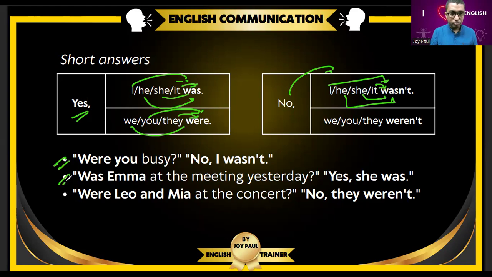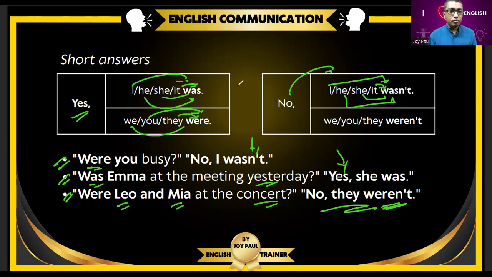First, were you busy? Were you busy yesterday? No, I wasn't. Next. Was Rahul at the meeting yesterday? You can say yes, he was. Or, was Rohini at the meeting yesterday? You can say yes, she was. Were Leo and Mia at the concert? You can say no, they were not. Were not means both, plural.